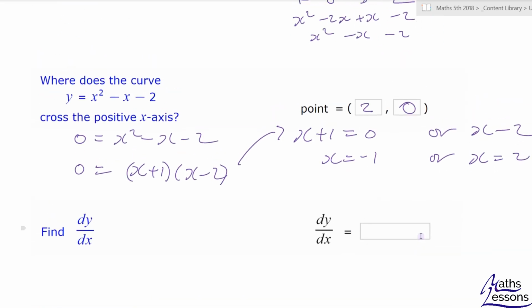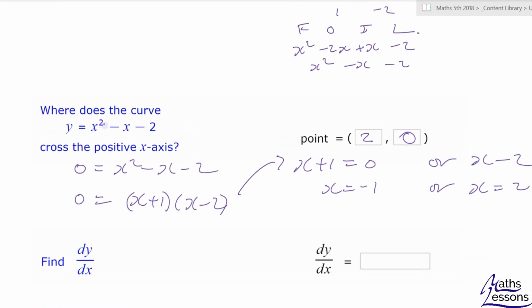Now we want to find dy by dx. So let's do that. Times by the power, so it gives you 2 times x. Take 1 off the power gives me 1. x to the 1 is actually just x. Minus x minus 2. Well, if you just consider the minus x minus 2, the gradient of that is just minus 1. So we get 2x minus 1.